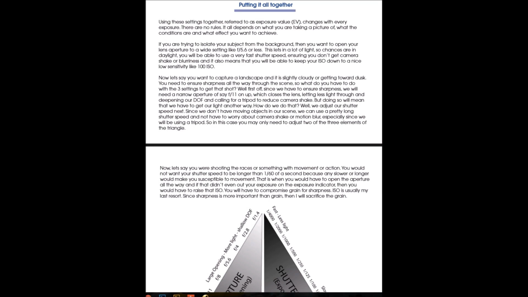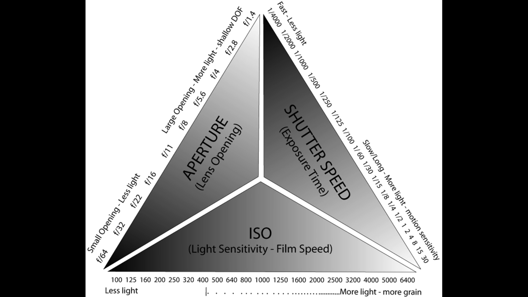Putting it all together. Using these settings together, referred to as exposure value or EV, changes with every exposure. There are no rules. It all depends on what you are taking a picture of, what the conditions are, and what effect you want to achieve.